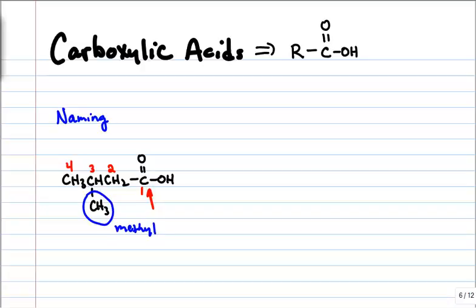So when naming this molecule, there are 4 carbons in the longest continuous chain. That's based on butane, but this is not an alkane, it's a carboxylic acid. And so when you name carboxylic acids, they're going to end in oic acid. So it looks like we've got 3-methyl. You don't need 1, because it's always understood this carbon is 1. So it's 3-methylbutanoic acid. So again, that's how we're going to name carboxylic acids.